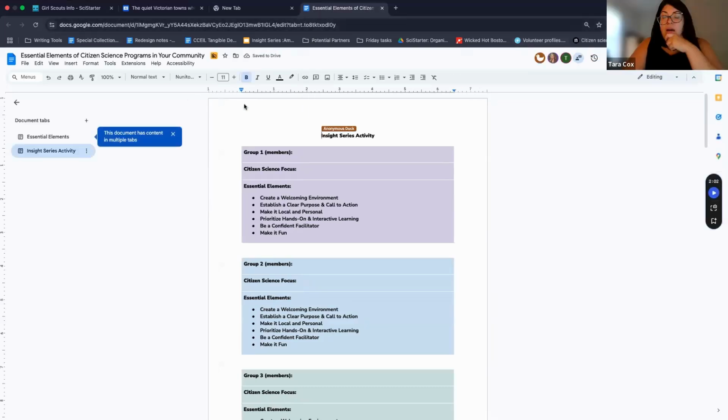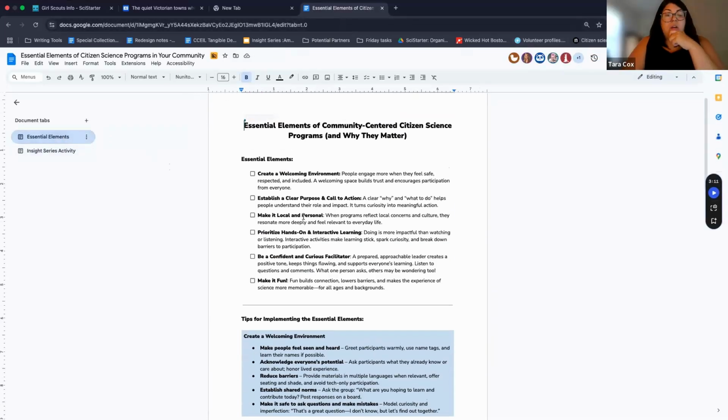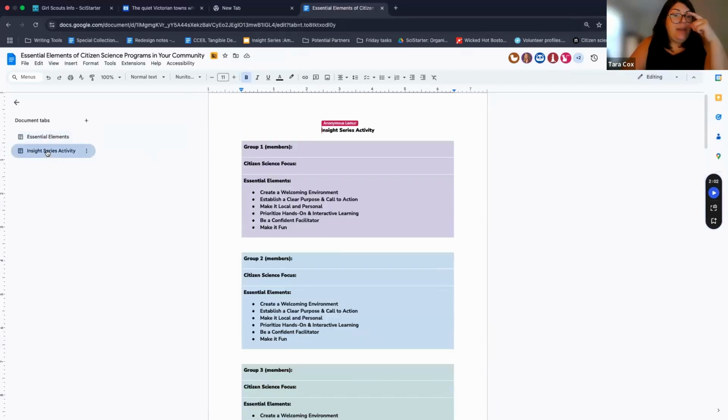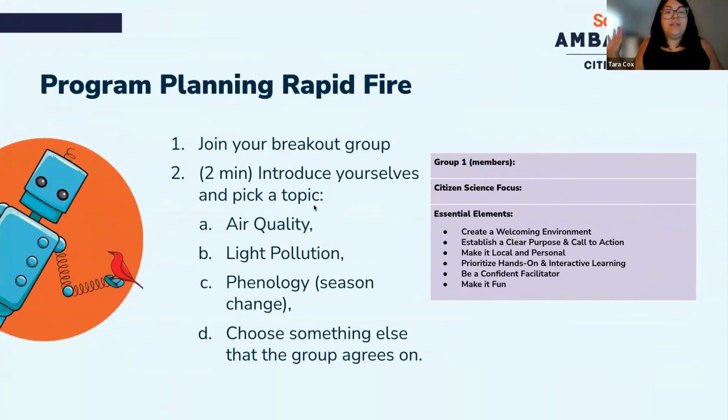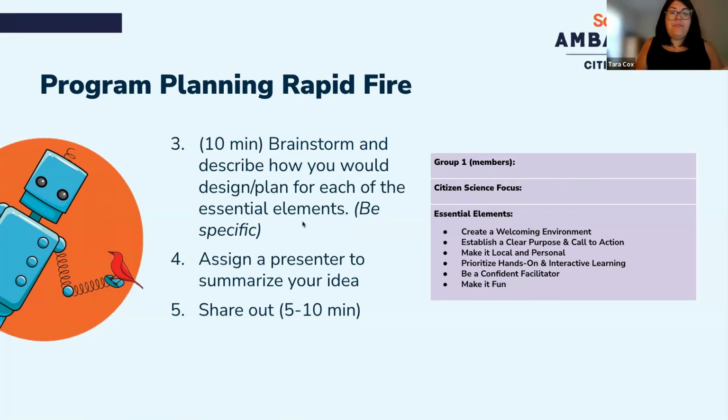So once you get assigned to a breakout room, introduce yourselves very quickly, but then quickly pick a citizen science topic to focus on. It's not the main element of this activity. This is citizen science topic agnostic, but we need something to focus on. So pick a topic and then think about a program and just be specific. Just list things that you would do in your program to meet these essential elements and make them specific.